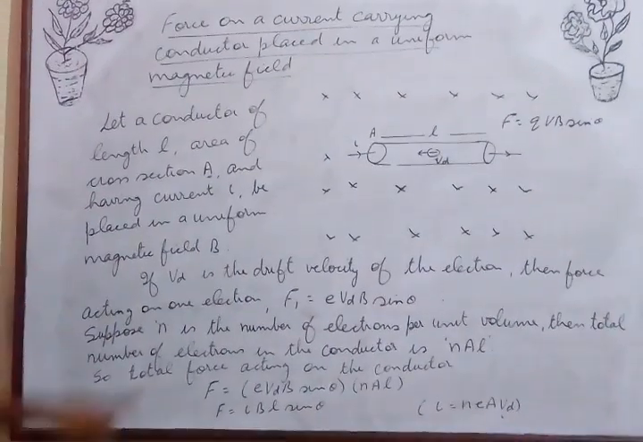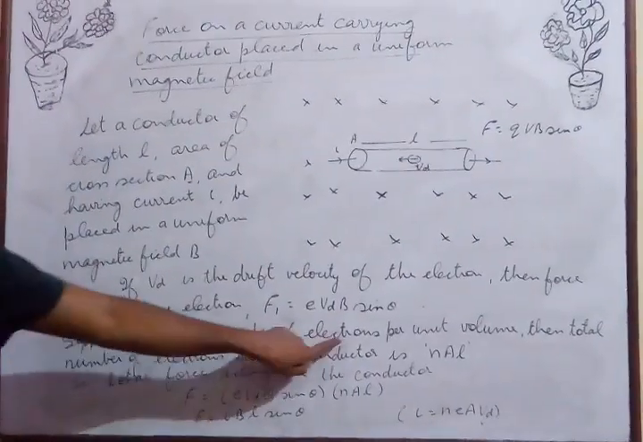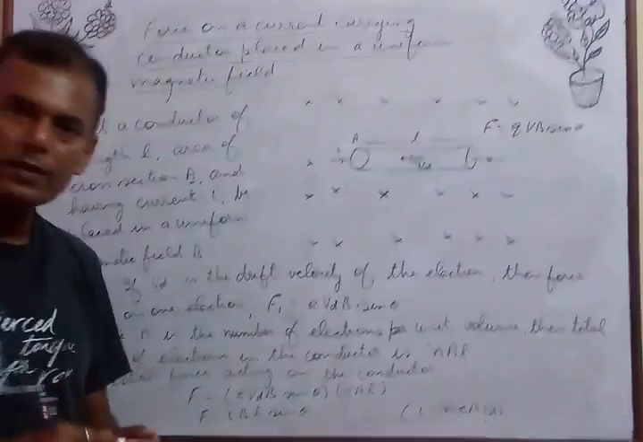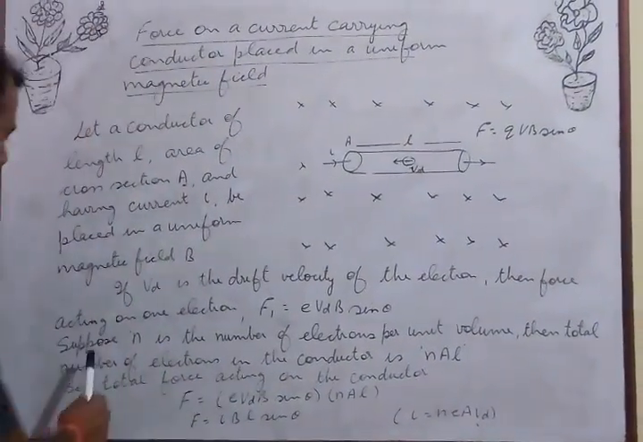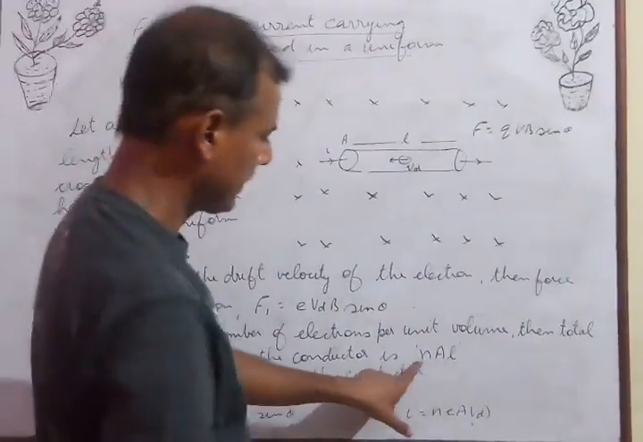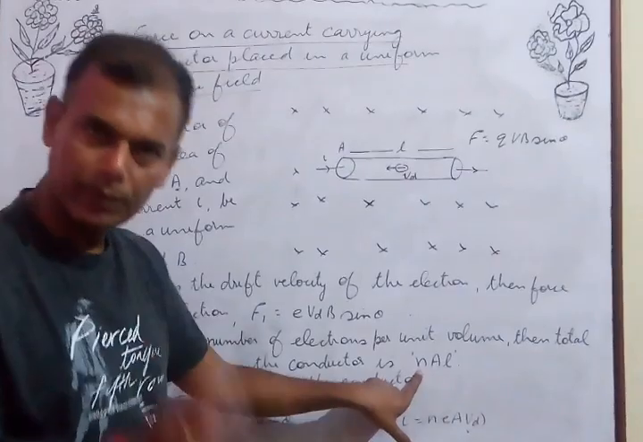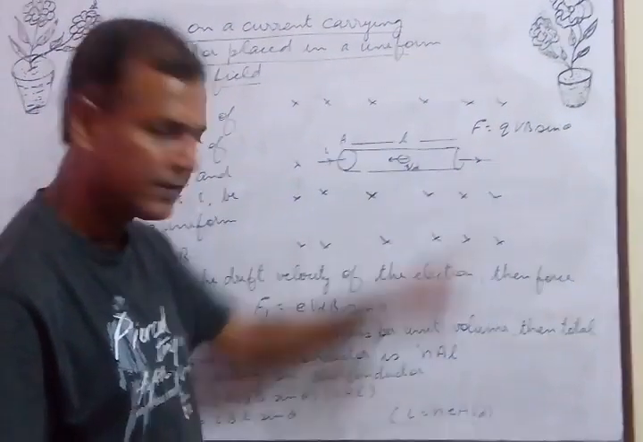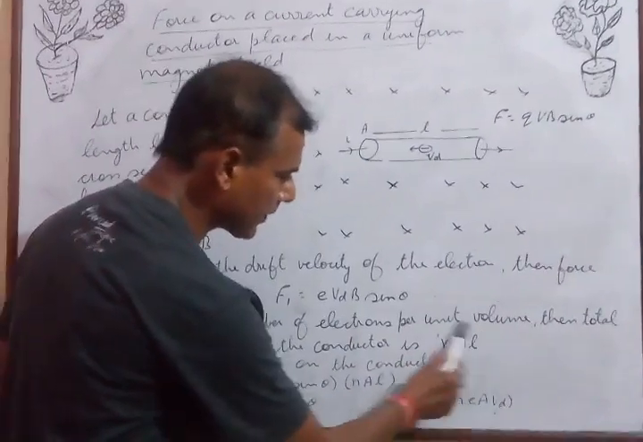Now suppose n is the number of electrons per unit volume. The total number of electrons in the conductor is nAL, where n is the number of electrons per unit volume and A into L is the volume of the conductor. This gives you the total number of electrons in the conductor.